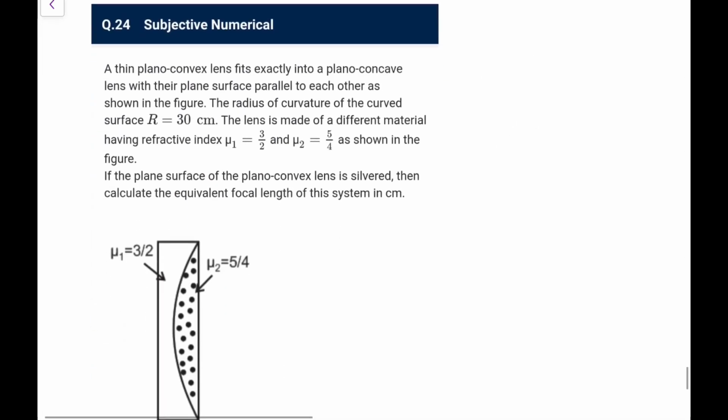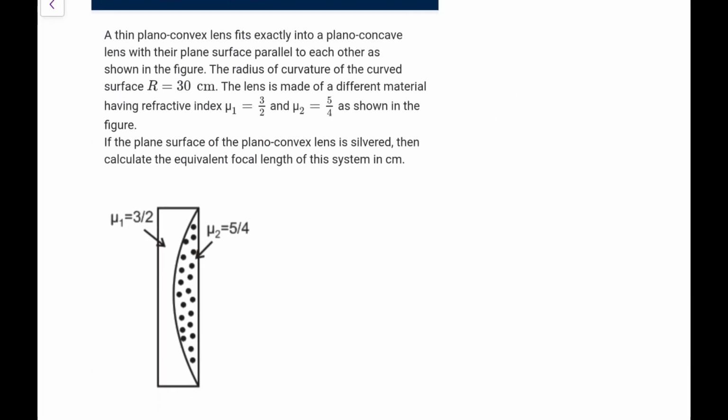Next, a thin plano-convex lens fits exactly into a plano-concave lens with the plane surfaces parallel to each other. Radius of curvature of the curved part is 30 centimeter. The lens is made of different materials. If the plane surface is silvered, then calculate the equivalent focal length of the mirror that is formed.